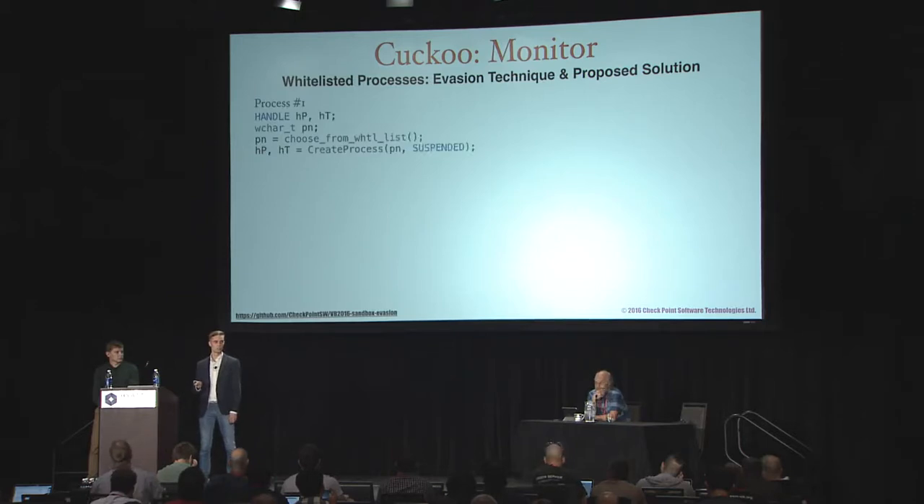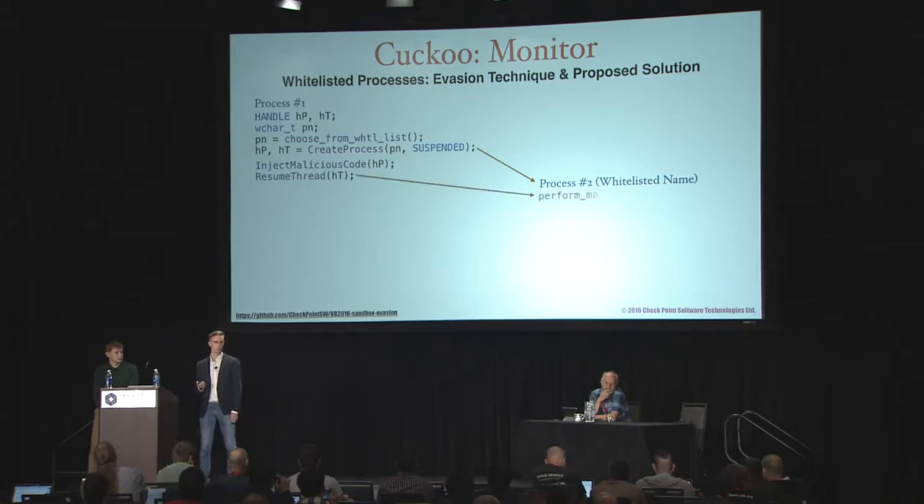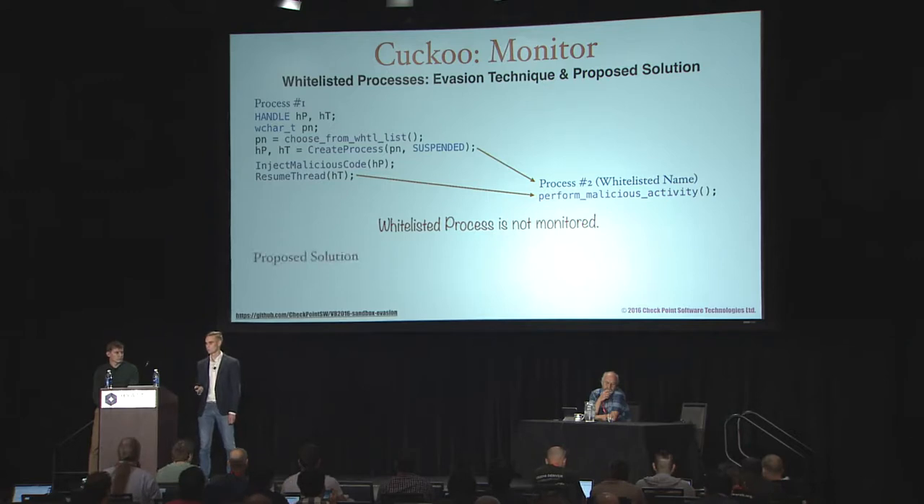So we check one file from the whitelisted process list. We create this process in suspended state. Now Cuckoo Monitor initialization routines were not executed. And what we do now, we simply inject malicious code and resume the thread. So the whitelisted process is not monitored. Okay, so the proposed solution is just to remove all process paths from the whitelist.